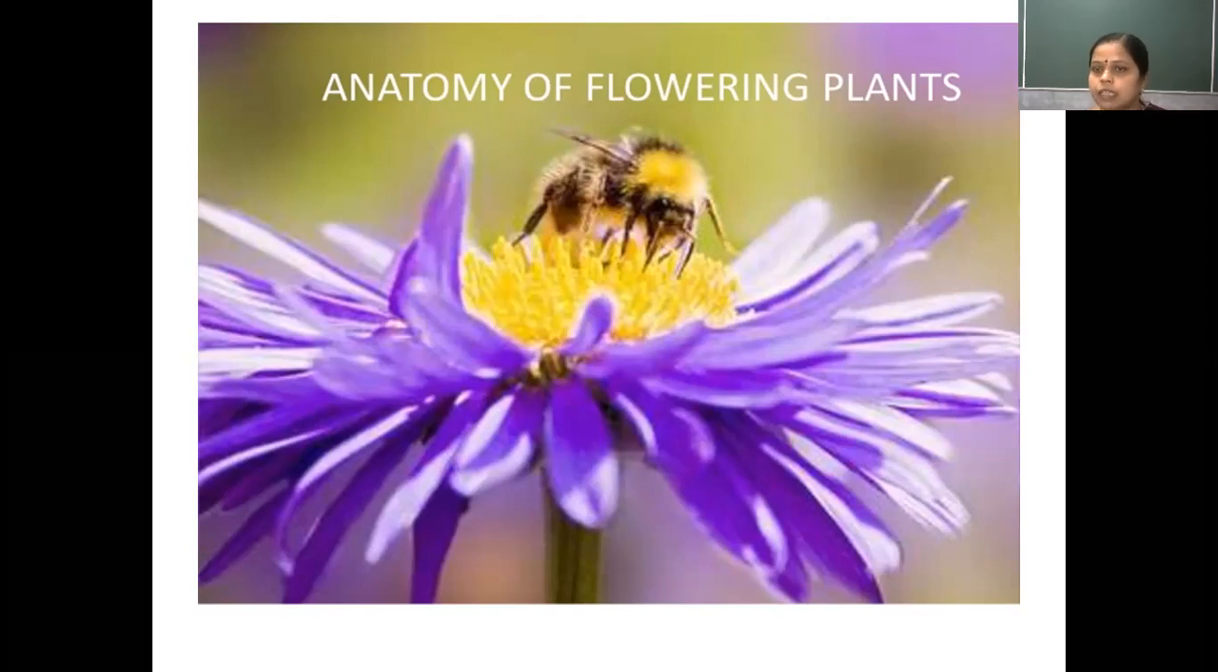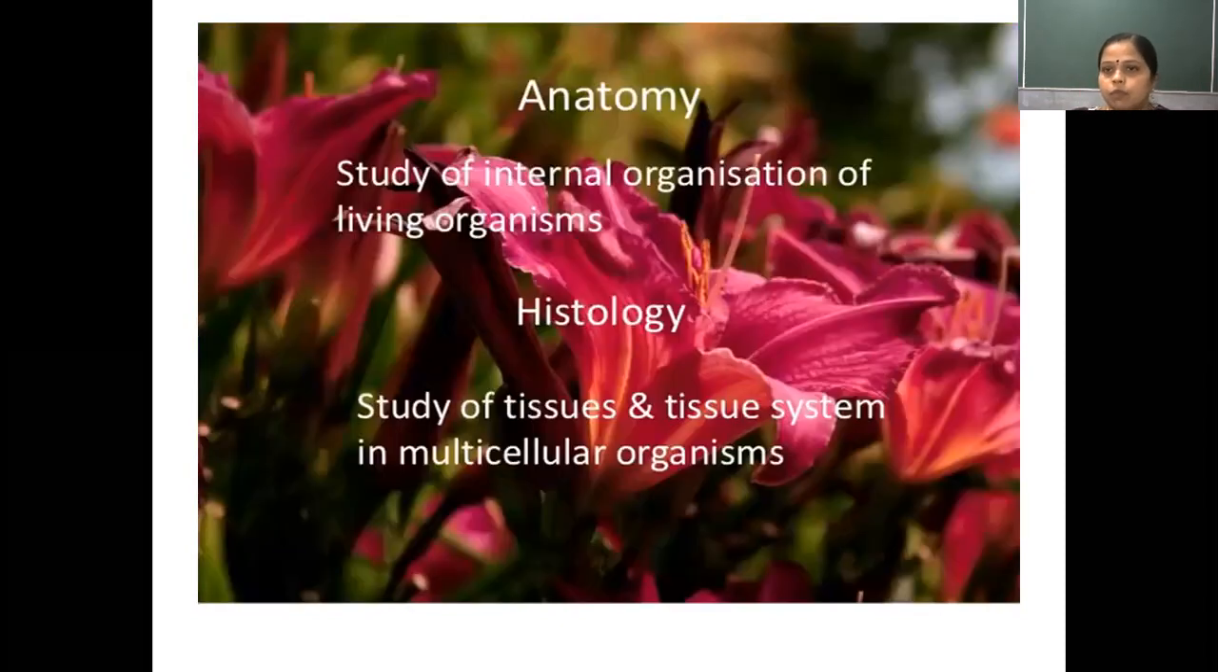which type of cells are there, which type of tissues are there, and how the tissues are arranged. Like that, we are going to study in the next chapter called Anatomy of the flowering plants. So before going for the chapter, first we have to know the definition of anatomy. What does anatomy mean?